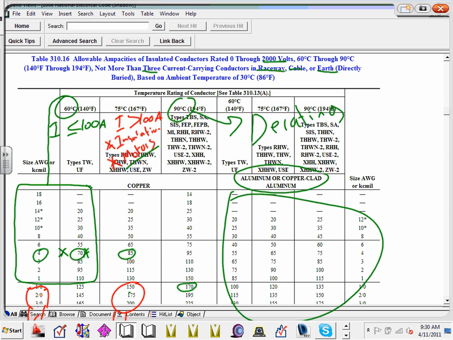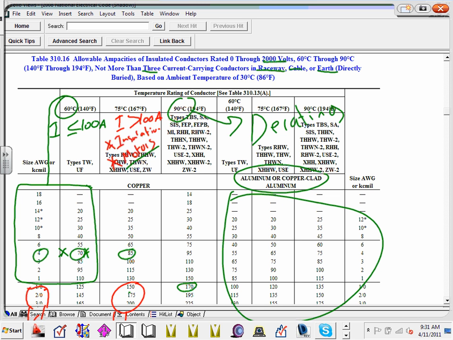Here's an example. If I have a TW conductor and it's a 2 aught, how much current can it carry? 145. Why can't I go all the way to 175? Because I chose a poor insulation. That's TW. Can you guys see that? The insulation has to be rated for 75 to use the 75. Otherwise, you can't use 75.